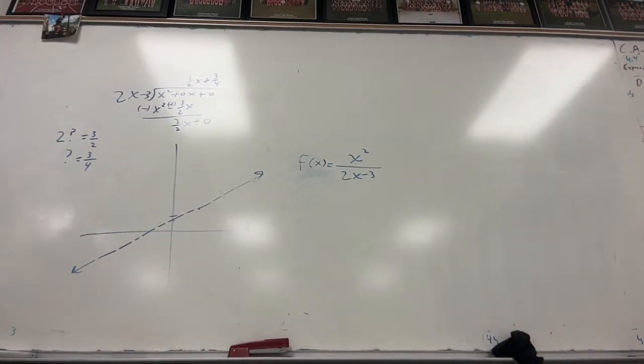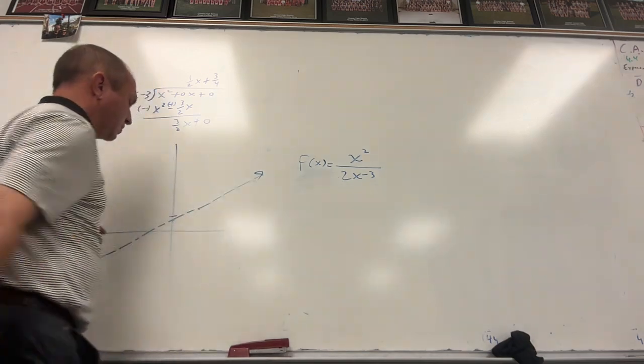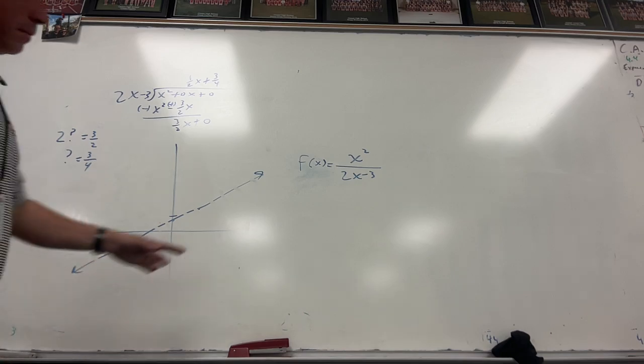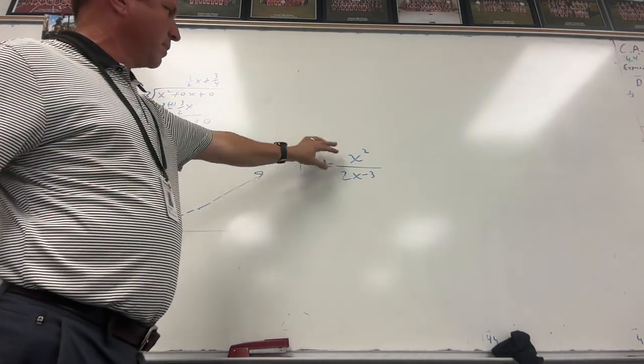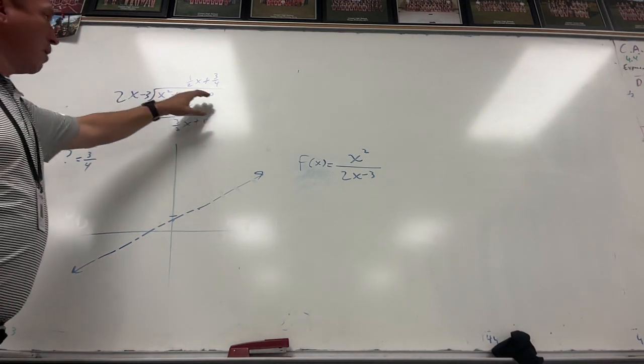So we want the graph of f of x equals x squared over 2x minus 3. So the first thing we did is we realized that we had a slant asymptote here because the degree in the numerator was greater than the degree in the denominator. So we did long division.